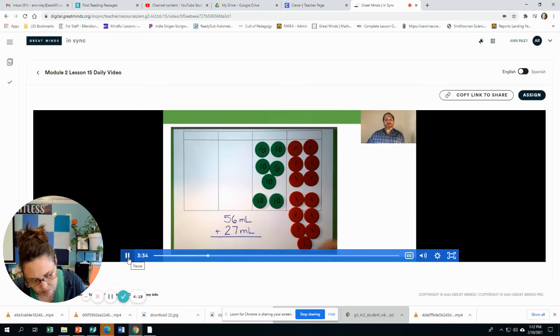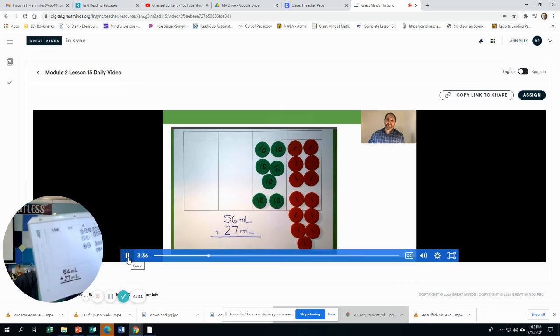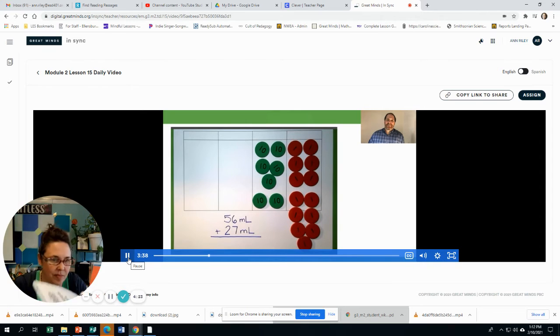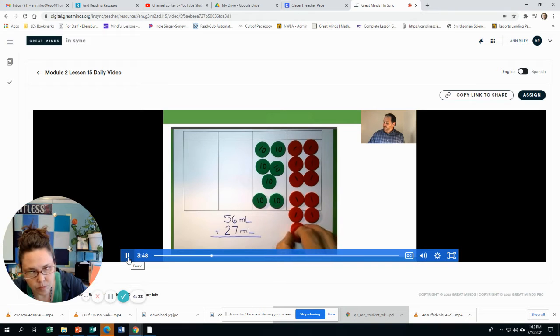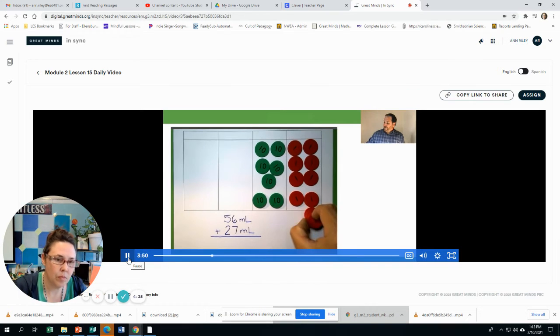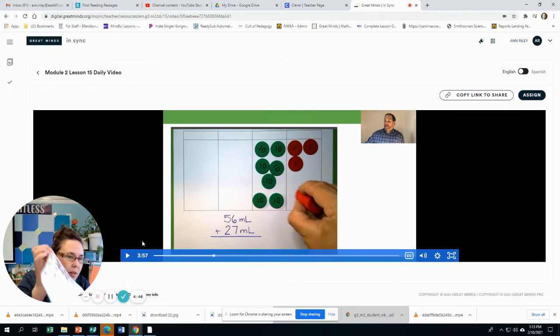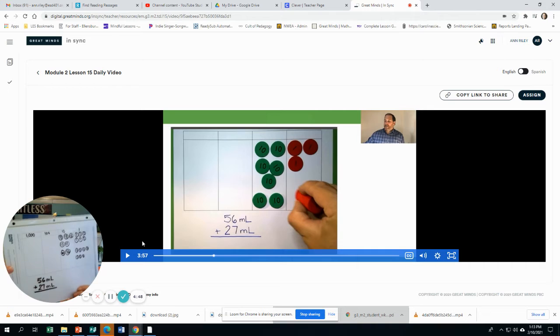Well, 6 ones and 7 ones is how many total ones? That's right, 13 ones. But we can change 10 ones for 1 ten. Let's go ahead and do that. 1, 2, 3, 4, 5, 6, 7, 8, 9, 10. So what I'm going to do is count them and wipe them off as I count them.